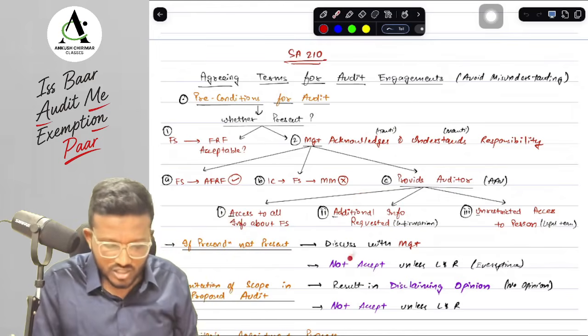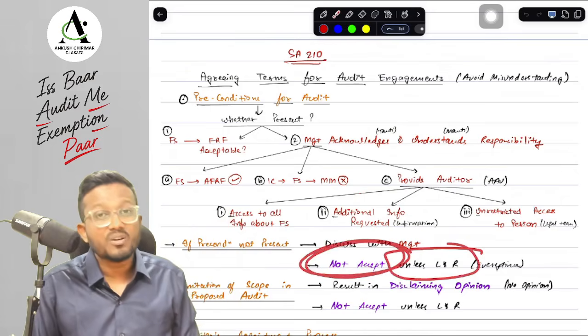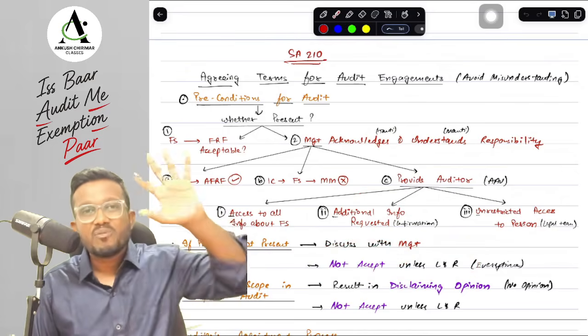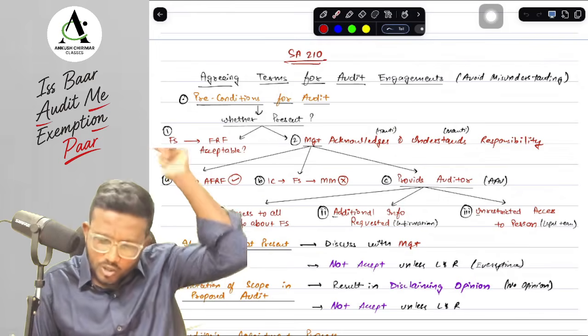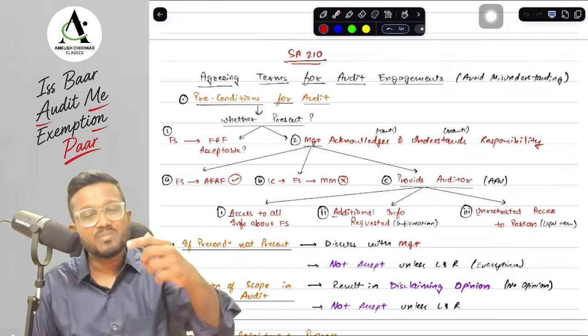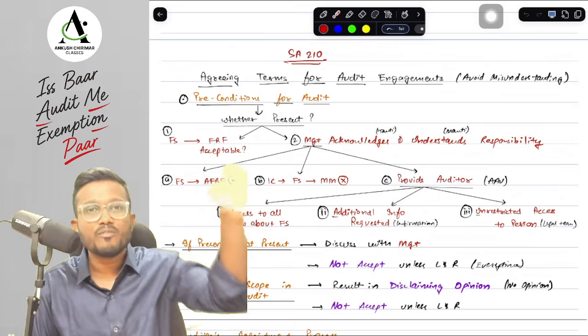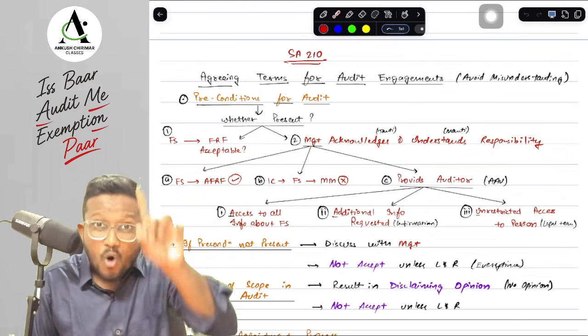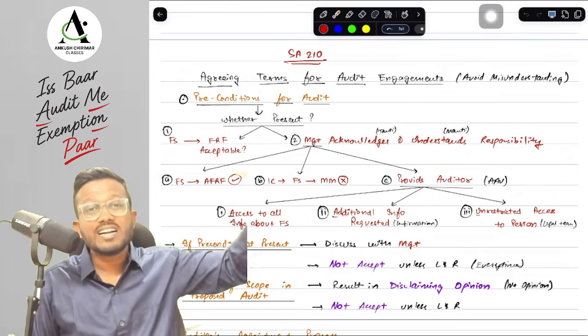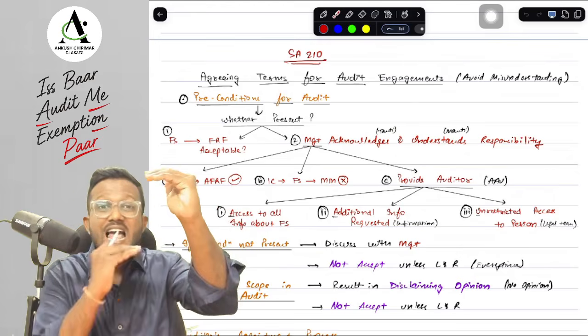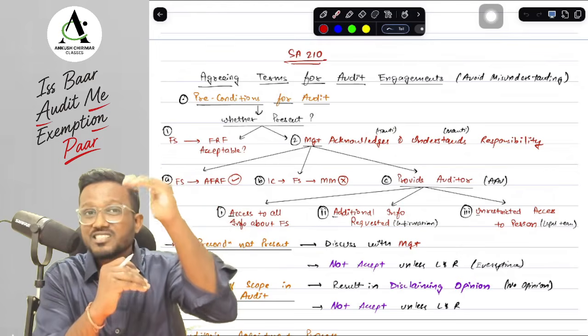But if the management is not changing, then I should not accept this particular audit engagement unless law and regulation requires me. If law and regulation says that I need to accept this particular engagement, then I will accept it even if the precondition is not present, which means what? Every time in the whole audit, law and regulation is a priority. Auditing standards are not a priority. Law and regulation is a priority.